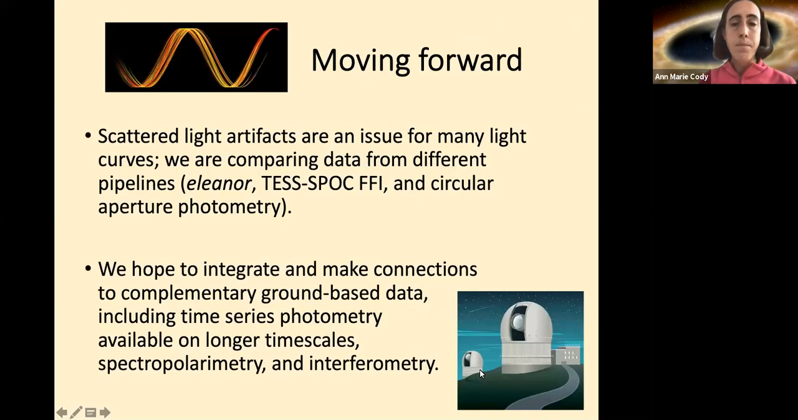Okay, so moving forward, there are some issues with the light curves to do with scattered light. I didn't show you examples of that, but we're in the process of comparing different pipelines which may include these Herbig stars to select the best version for each object in the sample. And eventually we hope to integrate ground-based data and make connections to other observational methods such as spectral polarimetry and interferometry, which are possible thanks to the very bright nature of these high mass young stars.